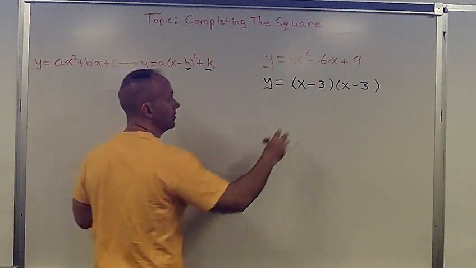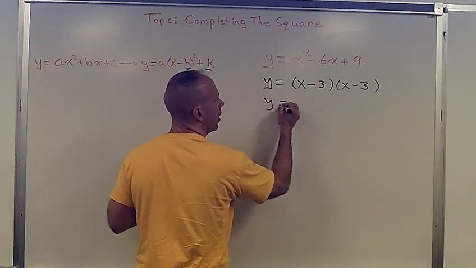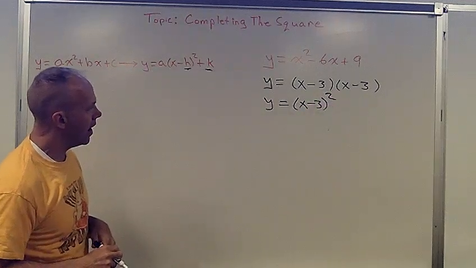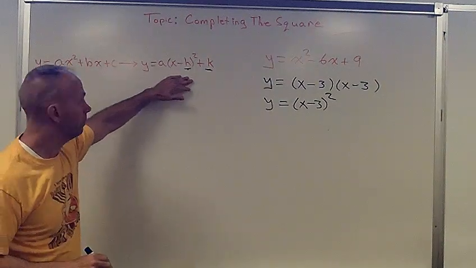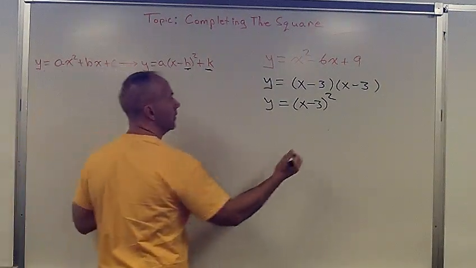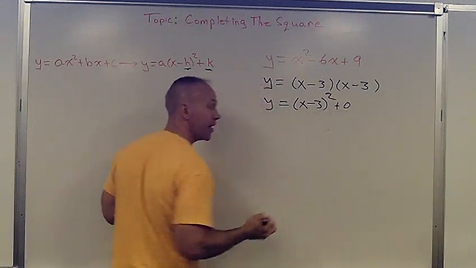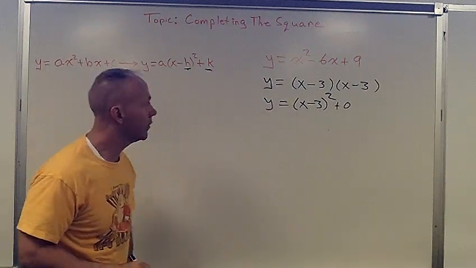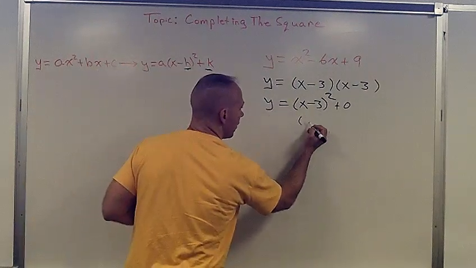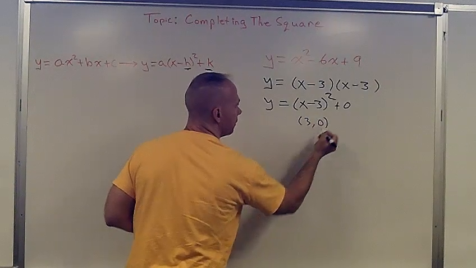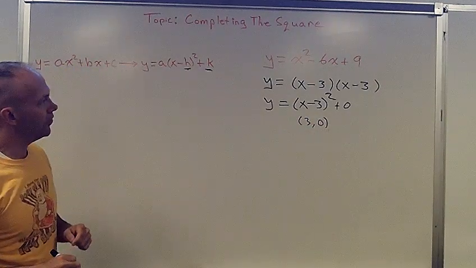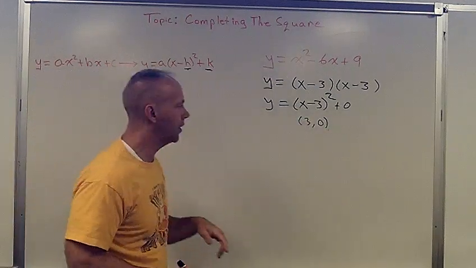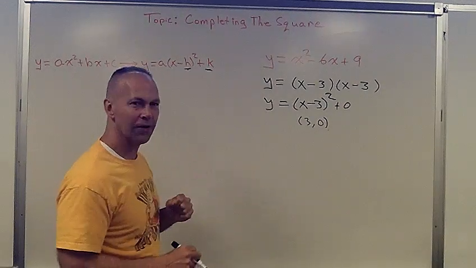Now since these are identical, I can write this as y equals x minus 3 squared. Now, what I've got is vertex form. K, the number that's added to the outside, is just 0. A, in this case, is 1, and h is 3. So my vertex is at (3, 0). Now, this one was really nice. It factored, just simply by factoring, we could put it into vertex form. But that's not always the case.